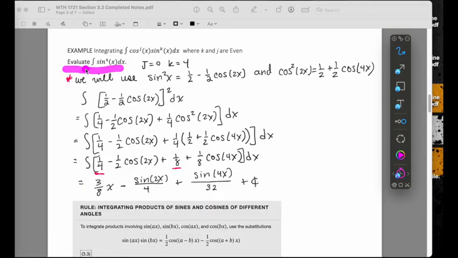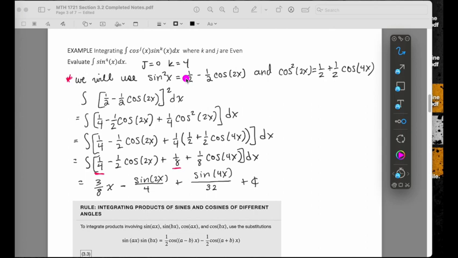In this example, we're going to evaluate the integral of sine to the 4th x dx. When we look at our general statement here, j is our exponent for cosine and k is our exponent for sine. So if you notice, j is going to be 0 in this case and k is going to be 4. Since they're both even, when you go back up and look at those guidelines I gave you in the previous page, option number 3 says if both j and k are even, and then it gives you some identities to use for double angle.